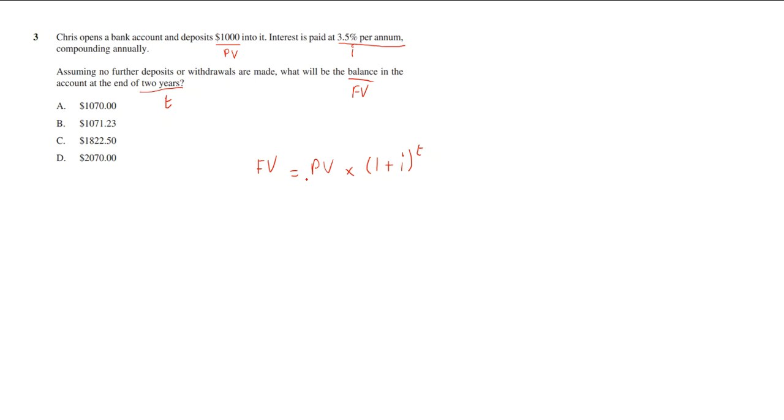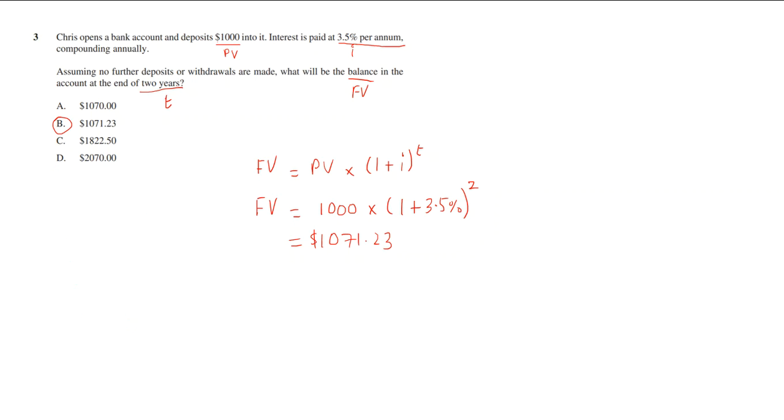This is as easy as this question can get. All you need to do is just plug these things into this formula and you will get the answer. So future value is equal to $1,000 multiplied by 1 plus 3.5% to the power of t, which is 2 years. You solve this up and you will get the answer of 1071.23, which is your option B. So that's how you will solve it.